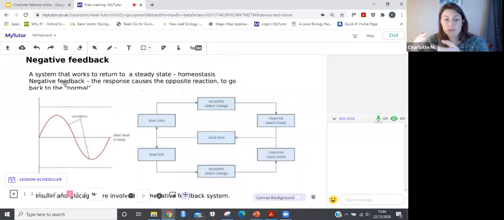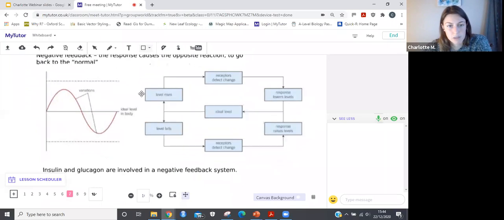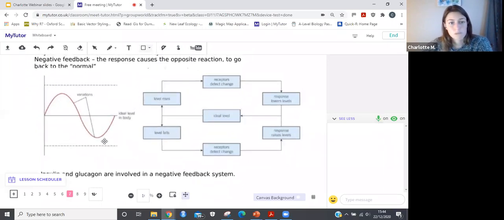So insulin and glucagon is a really good example of this, because insulin stops blood glucose levels becoming too high, and glucagon is an example of a hormone that stops blood glucose levels getting too low. Both of those act to try and keep that blood glucose level constant. And here we've got a bit of a graph to demonstrate that. If this was blood glucose levels and there was a rise, insulin would be produced and it would take it back to normal. And if it got too low, then glucagon would be produced and it would take it back to normal.